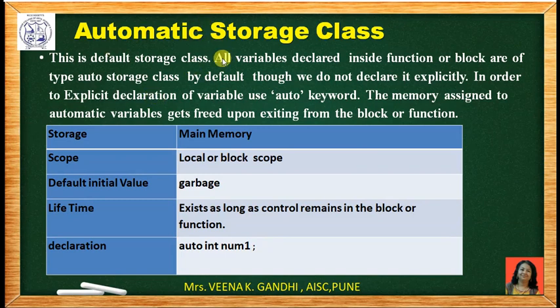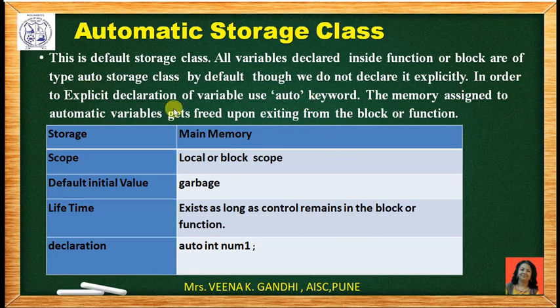Suppose in the main function I declare 2 variables, int a, b. So a and b have automatic storage class by default. Though we do not mention the keyword auto, they are of type auto storage class. So all variables declared inside a function or block are of type auto storage class by default. In order to define it explicitly, we use the keyword auto.